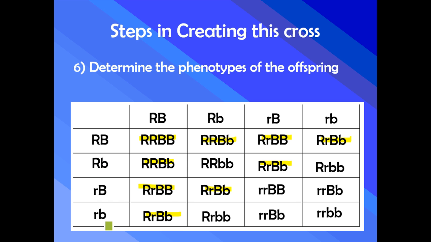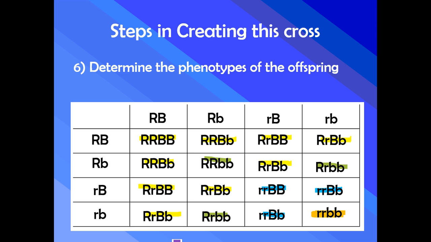Let's see how many are running and brown. So they have at least one big R and only little b's. That would be 1, 2, 3. How many are going to be waltzing? Sorry, waltzing is the little r's, but still black. 1, 2, and 3. And then of all of these 16, there's only going to be just one that shows both recessive traits. Little r, little b, little b.